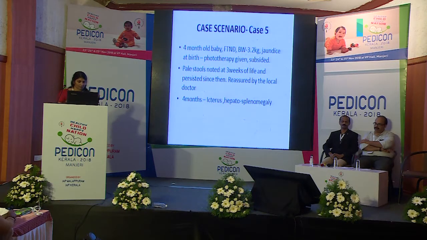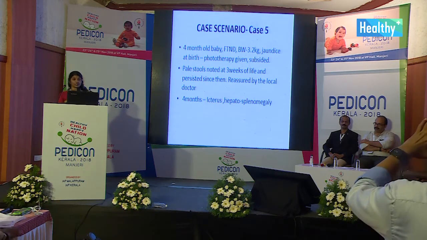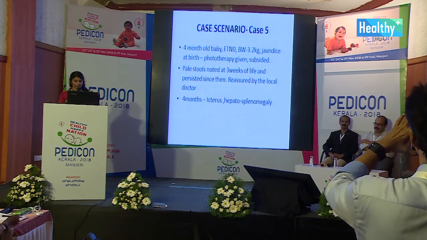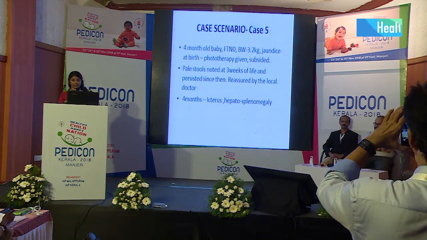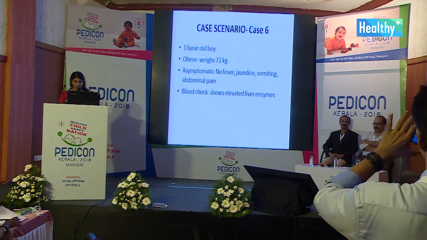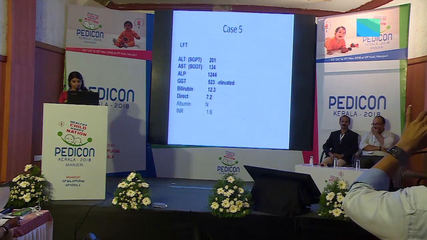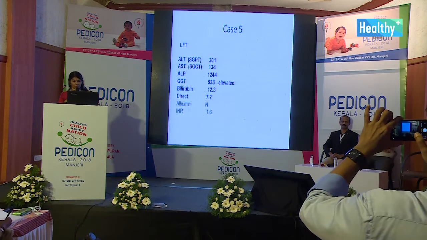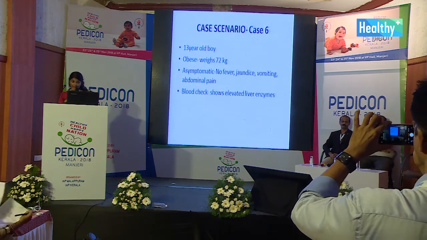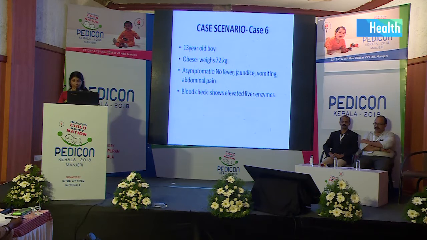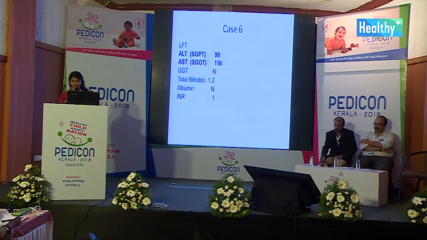Now the fifth is a 4-month-old baby, a term normal delivery of birth weight 3.2 kg with jaundice at birth, phototherapy given and subsided, and then pale stools were noted at 3 weeks of life, which has persisted since then, reassured by the local doctor, and at 4 months presented with icterus and hepatosplenomegaly. The enzymes were elevated, the GGT was also high, and the bilirubin was 12.3. The sixth is a 13-year-old boy who is obese, weighs 72 kg, asymptomatic with no fever, jaundice, vomiting, no GI symptoms. And a routine blood check shows elevated liver enzymes.